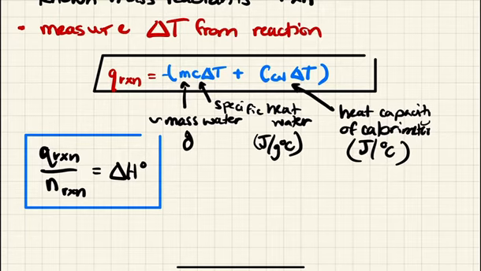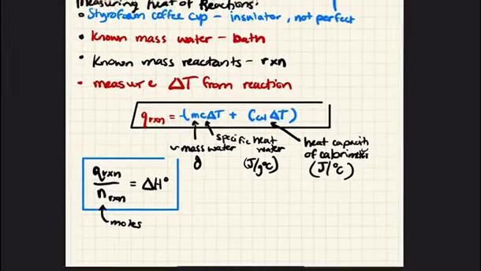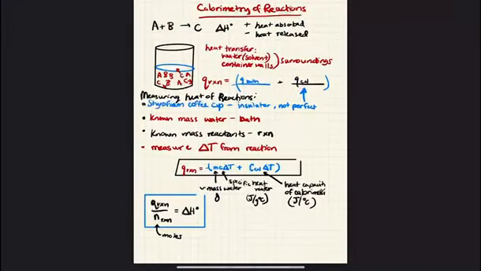Now, because this is not taking into account the number of moles of reaction involved, it's not quite to the point of being a standard enthalpy. If we divide by n, the number of moles of reaction, then that would give us our delta H naught that we can use later on in calculating our overall enthalpy of the total reaction.